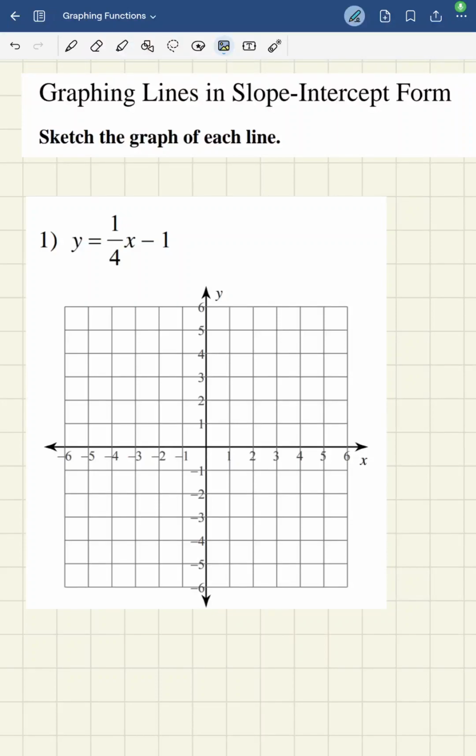Hey, let's learn how to graph some of these linear functions. We're going to learn how to graph them the easy way. Okay, so what are we going to do here? Let's look at this.